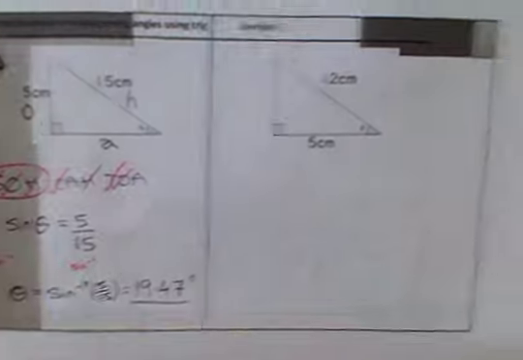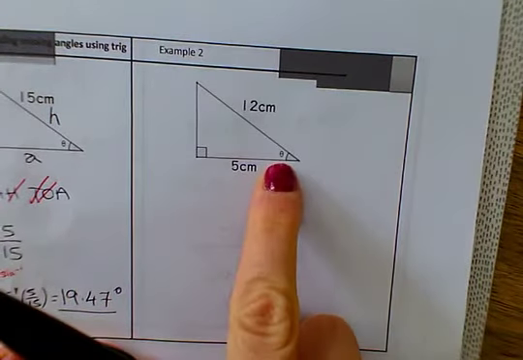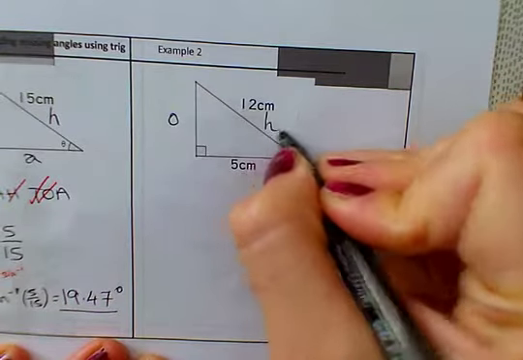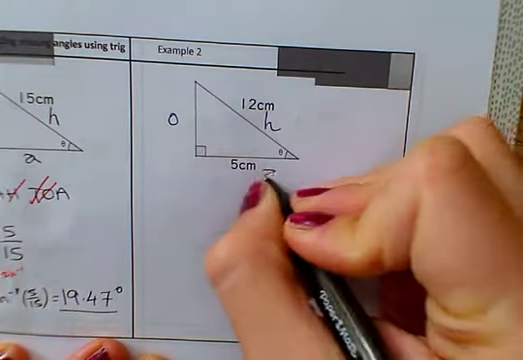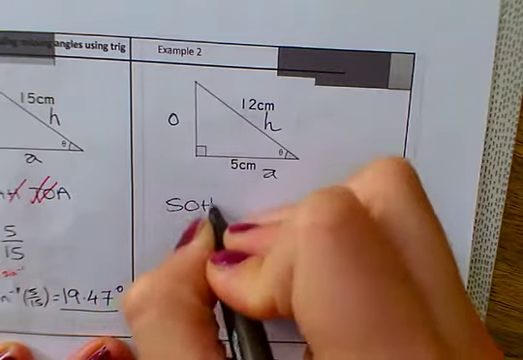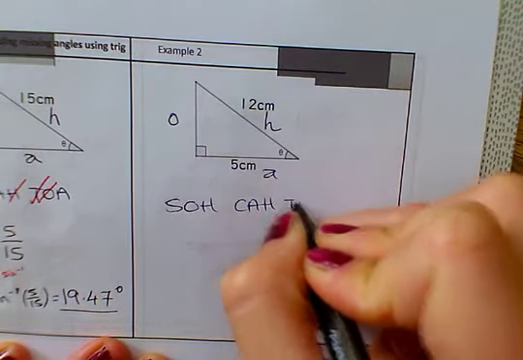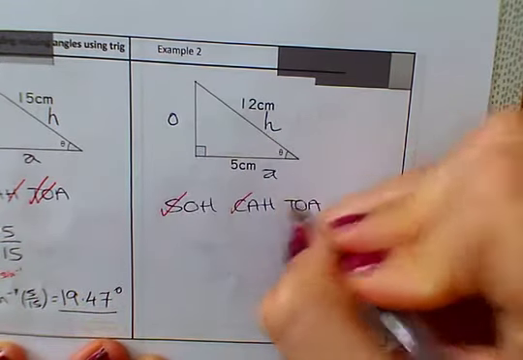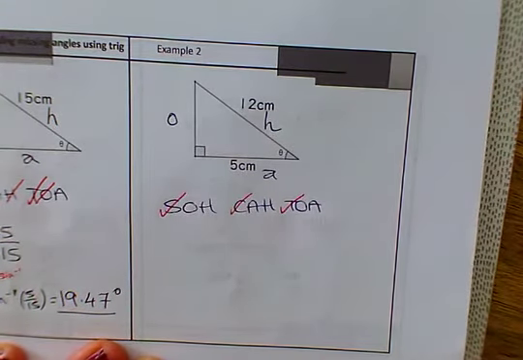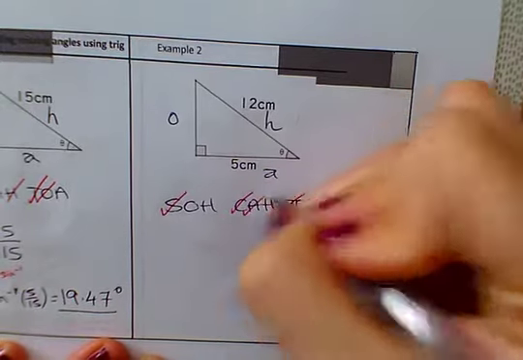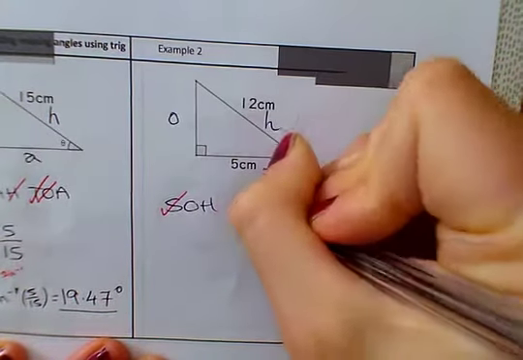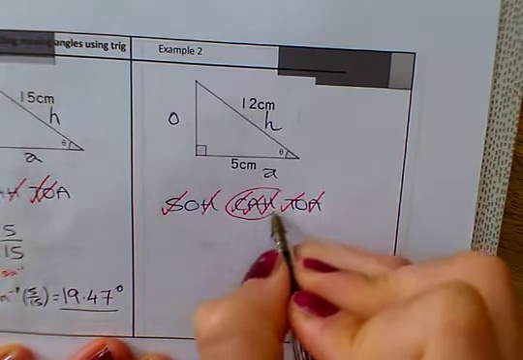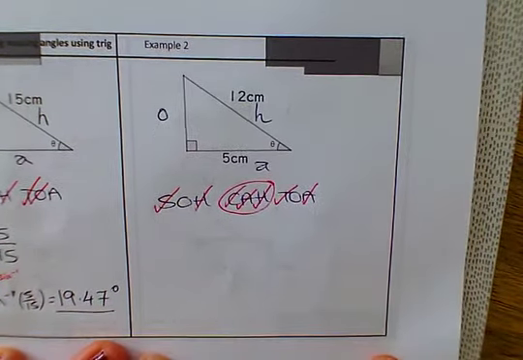Example 2, label the sides. This is the angle you're looking for. So here is the opposite. Your longest side is the hypotenuse, which is 12, and this is the adjacent. Write out SOHCAHTOA. Again, because we're looking for the angle, we can tick off sine, cos and tan. We know the adjacent, so we can tick off A, and we know the hypotenuse, so we can tick off H. And in this case we can see we need to use CAH, which corresponds to cos.